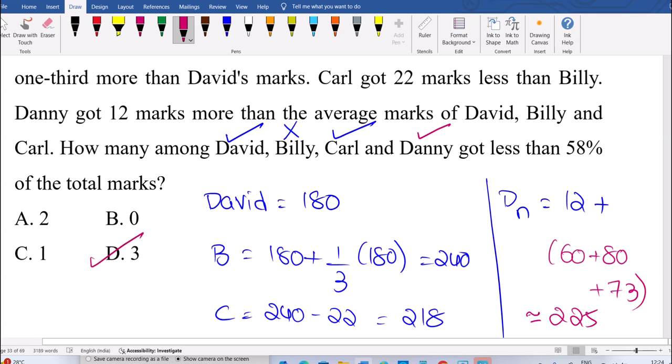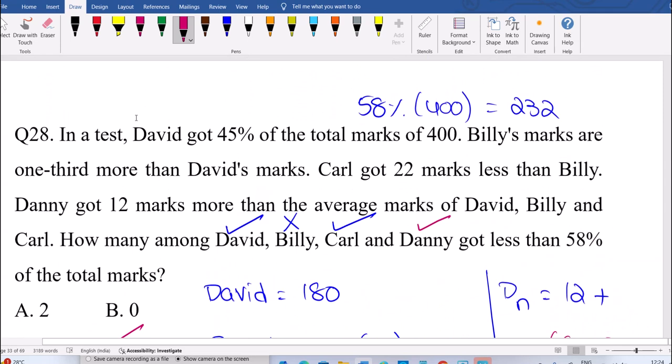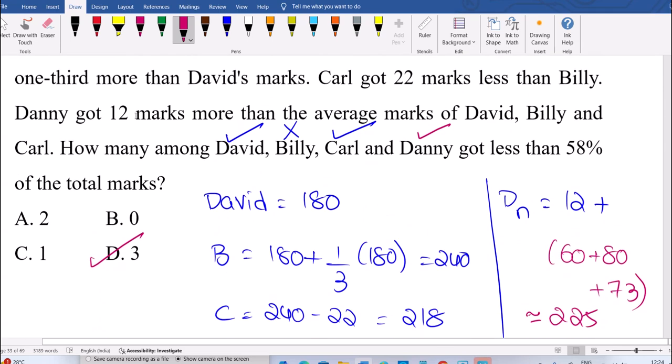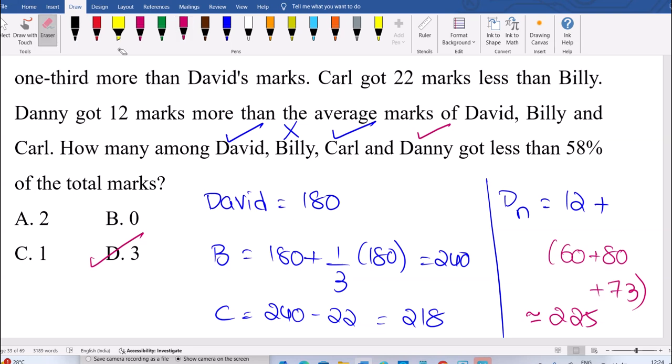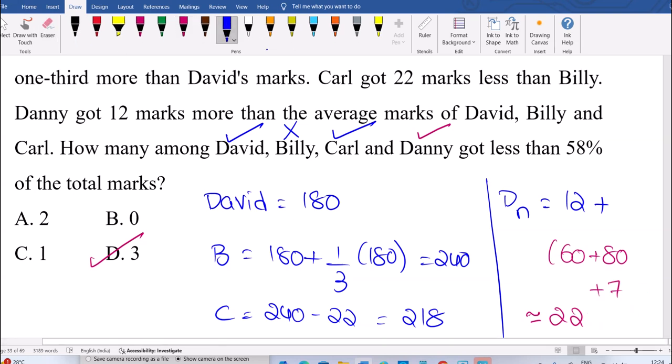Danny got 225, David got 180, Billy got 240. Only Billy is more than that. All the remaining people are less than 58% of total marks. 58% means 232. Guys, 218 divided by 3 is not 73, I took approximately 73. In fact, this is 224.66. If you want to be very precise, then I have to write 72.66 here, 224.66.